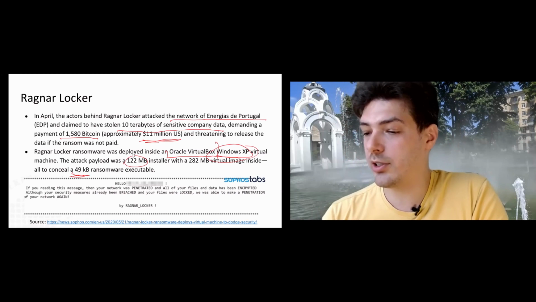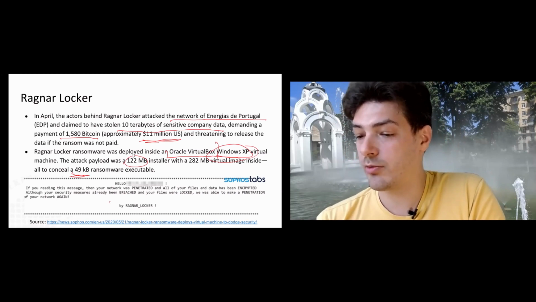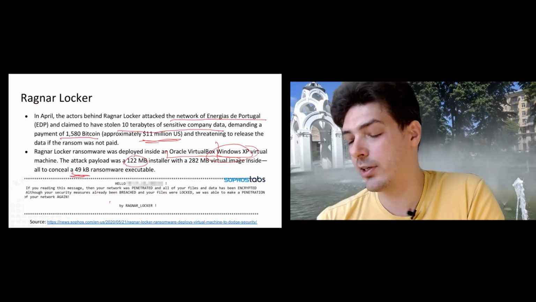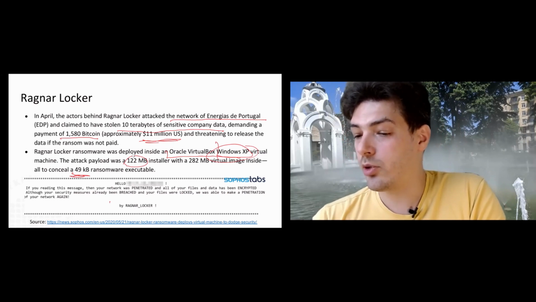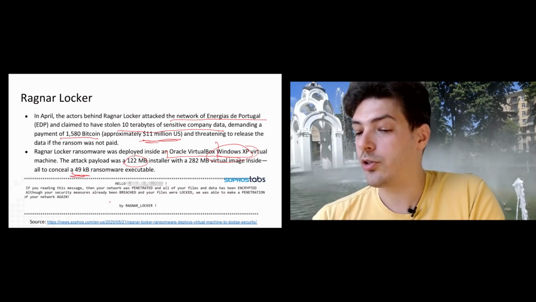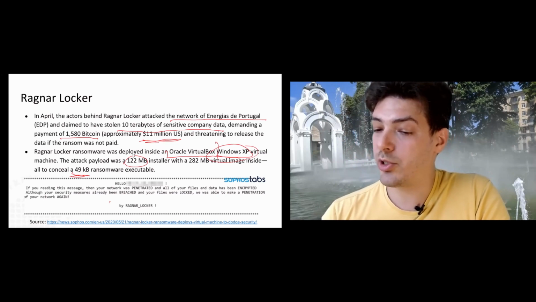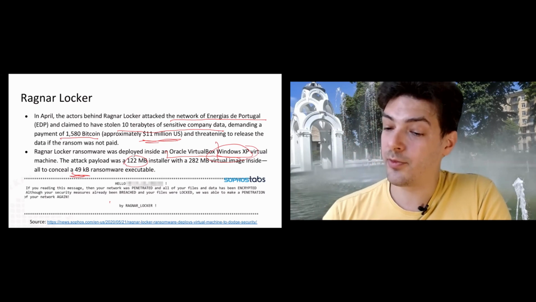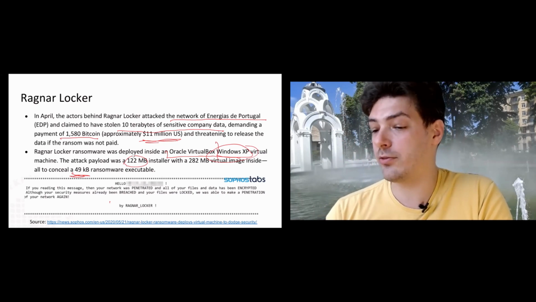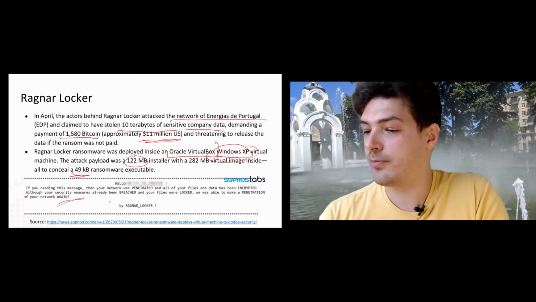And here you can see the ransom note published by Sophos Lab, because they discovered this attack. "If you're reading this message, then your network was penetrated, all of your files and data has been encrypted. Although your security measures already been breached and your files were locked, we was able to make a penetration of your network again." So probably this is a repetitive attempt to hack this organization.